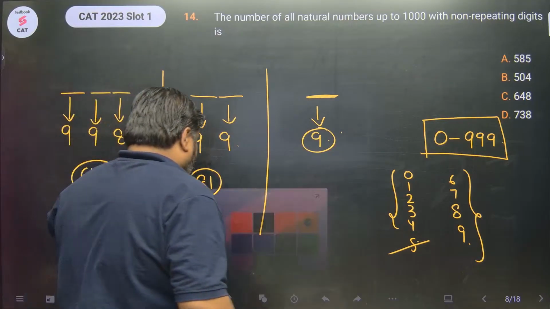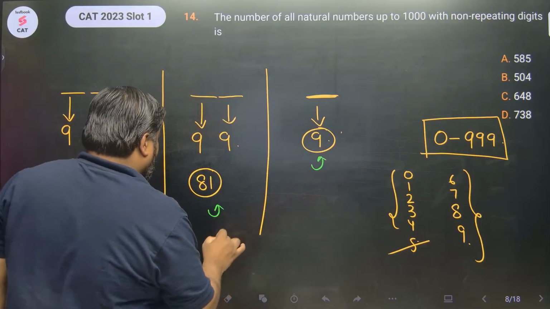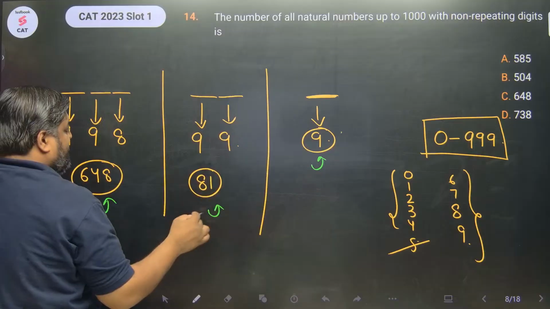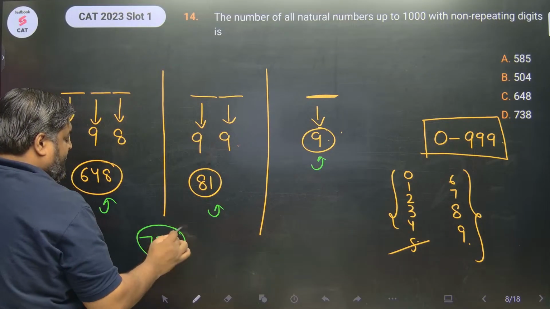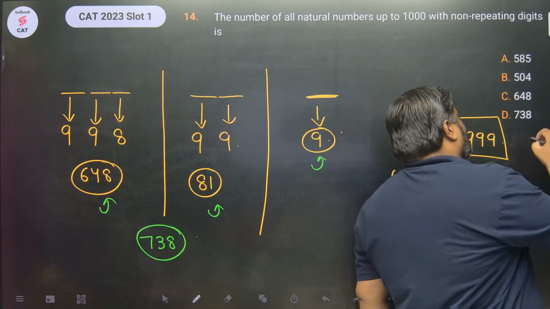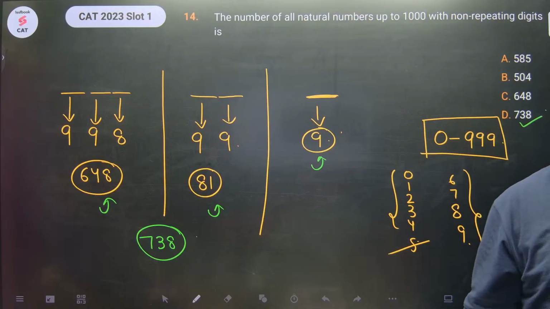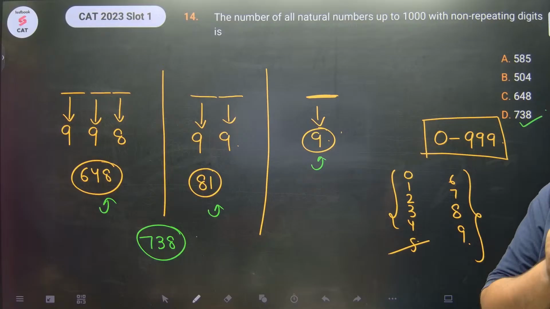So the total numbers would be the addition of 9 plus 81 plus 648. So 648 plus 90 is 738. The final answer is 738. Pretty easy question. 738. Option D was the right answer to this question. Okay.